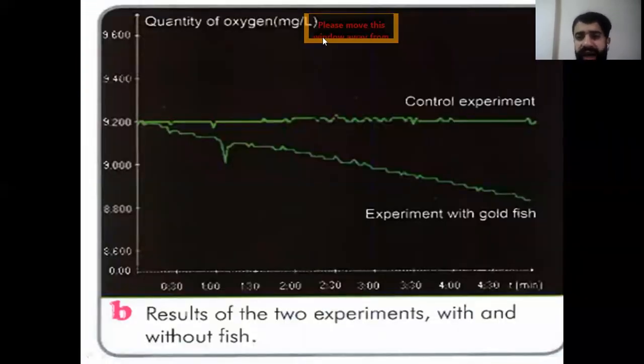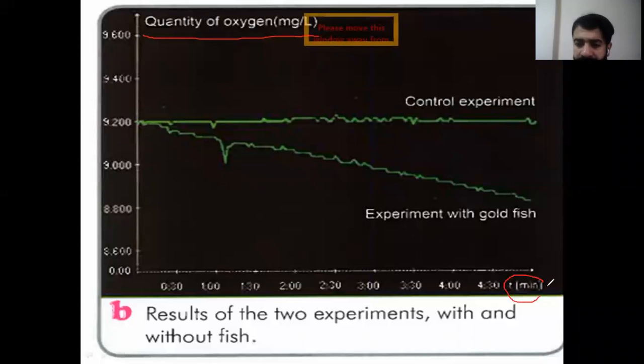Here in this graph, we have the variation of what? What is on the y-axis? It's the quantity of oxygen in milligram per liter as a function of time in minutes. So here in this experiment, we are moving 30 seconds, so half a minute, 30 seconds, 1 minute and a half, and so on. At the end, we have the 5 minutes. So this experiment is 5 minute duration.